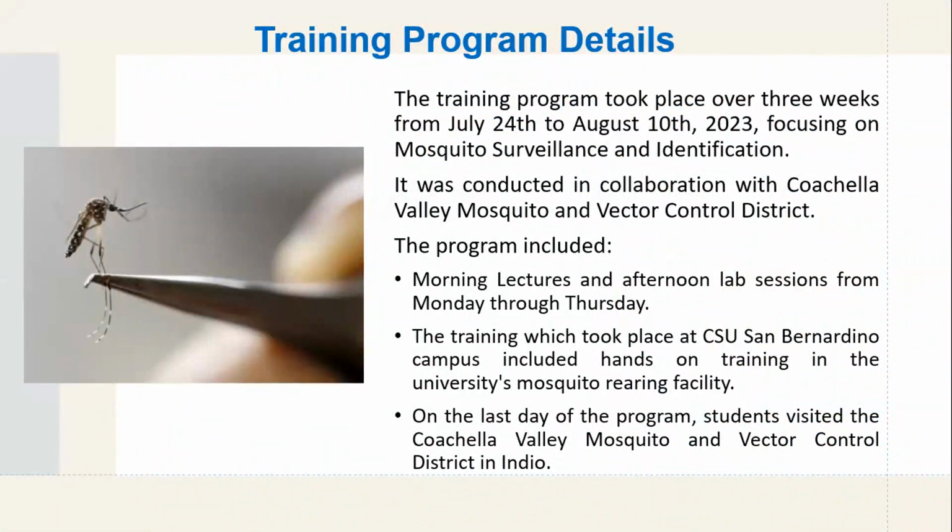In collaboration with Coachella Valley Mosquito and Vector Control District, the training program was conducted, and it was 3 weeks long, from July 24th to August 10th, which focused on mosquito surveillance and identification. The program itself consisted of morning lectures and afternoon lab sessions from Monday through Thursday. It took place at Cal State University, San Bernardino, where students had hands-on training at the university's mosquito rearing facility.